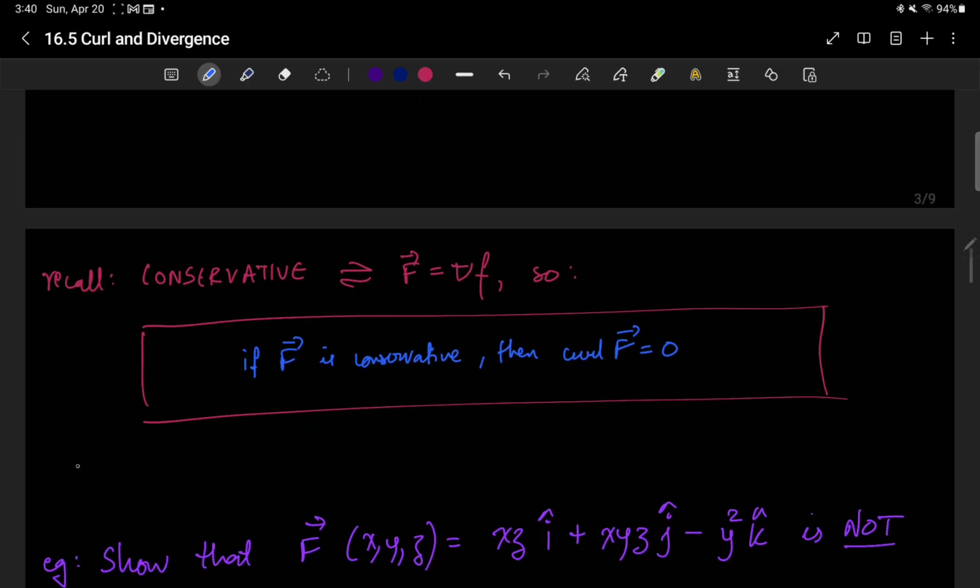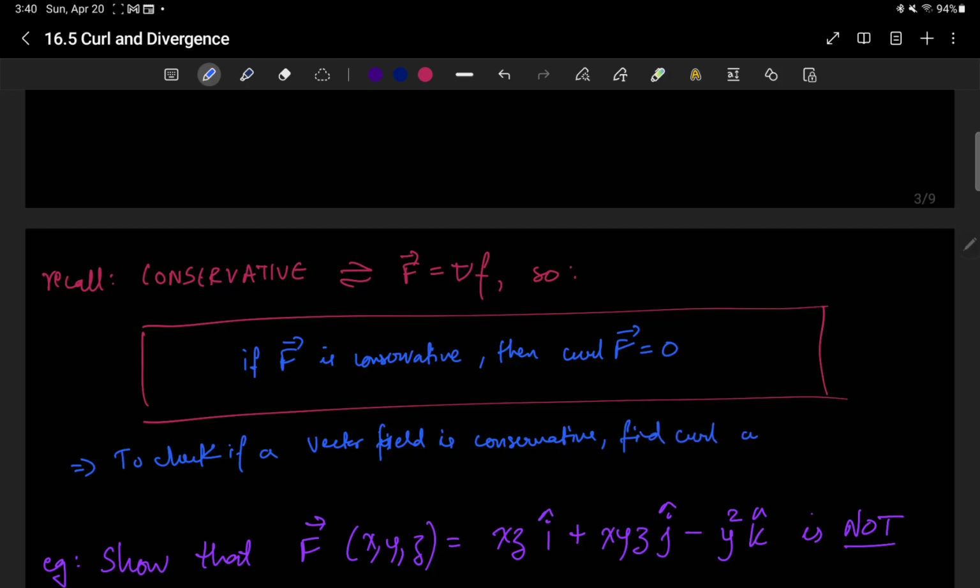So this means that, what does this imply? As a tool, what this gives us is a way to check if a vector field is not conservative: you just find the curl.